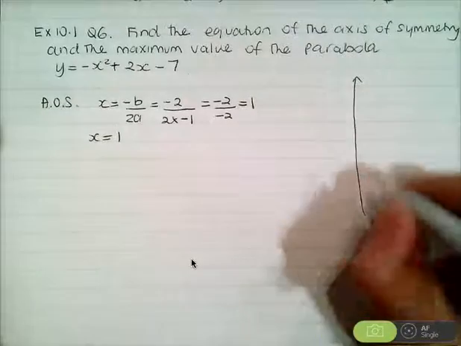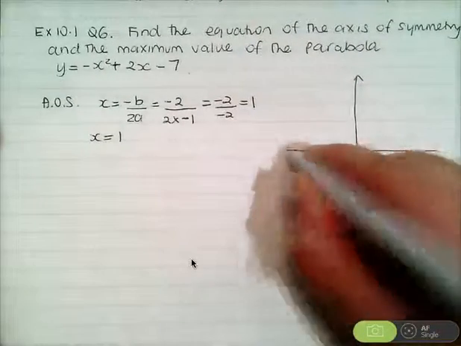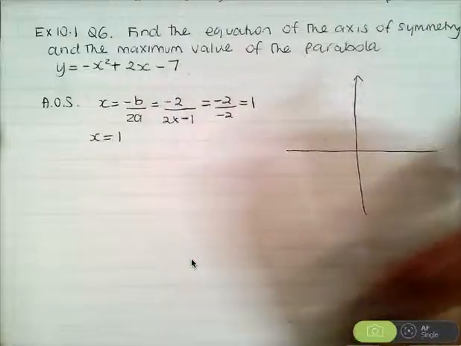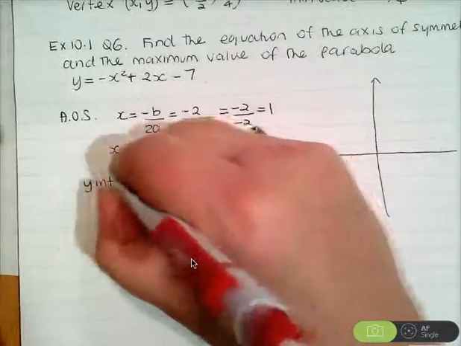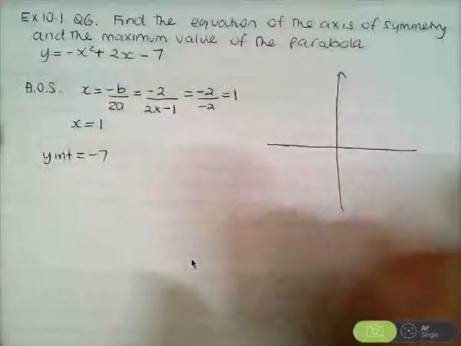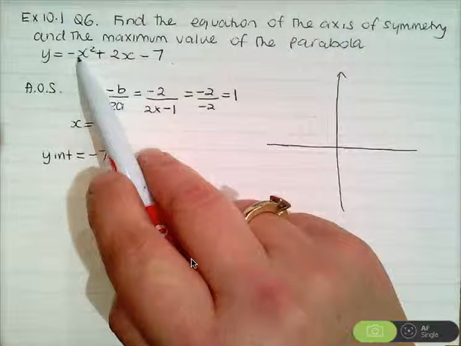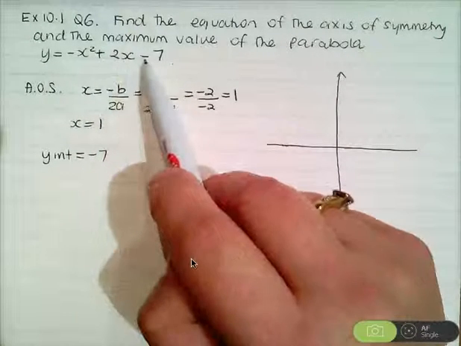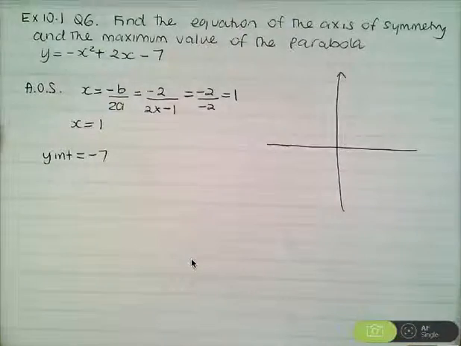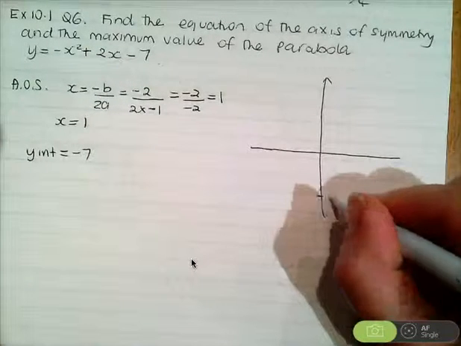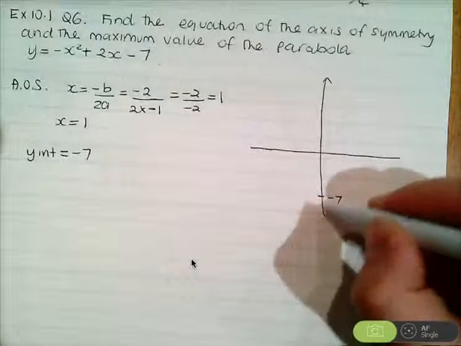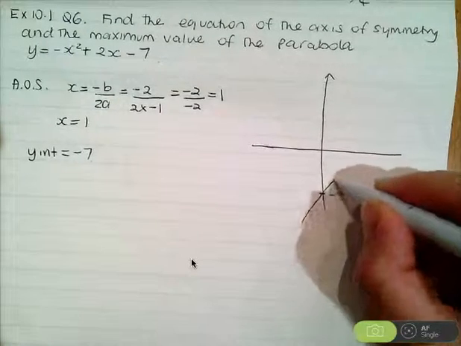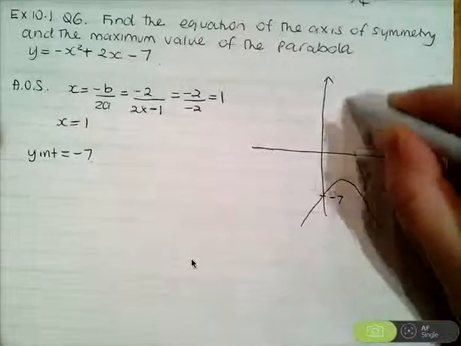We know that the parabola is concave down, and we know that it has a y-intercept of -7. So I'm going to write that down as well, that the y-intercept is -7, because if I substitute in x is 0 here, I get -0 plus 0, which is just 0, minus 7, so my y-intercept is -7. So I'm building up a bit of information about this parabola. My y-intercept is -7. My axis of symmetry, I'm just going to start sketching it now, is x equals 1.